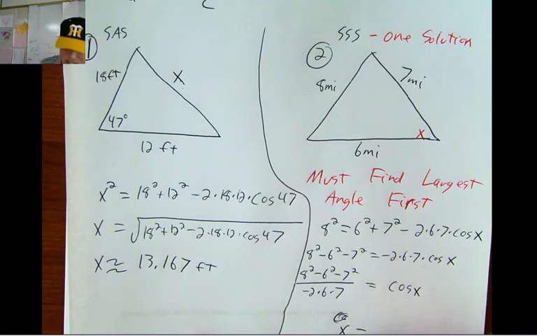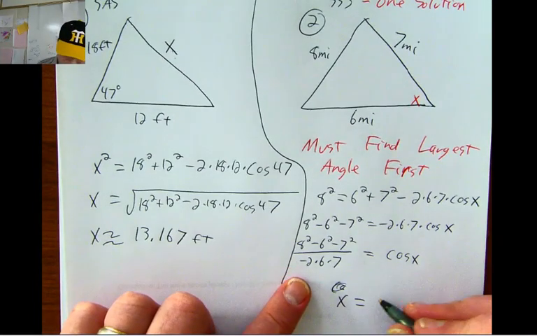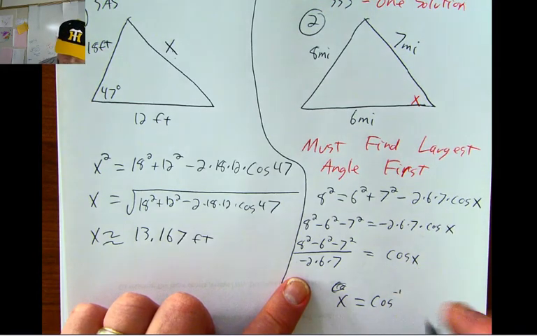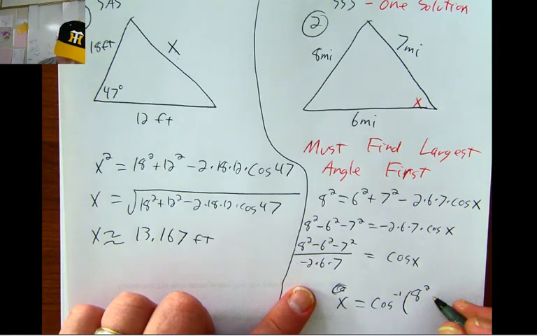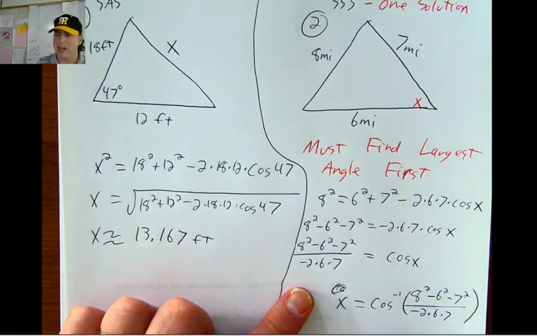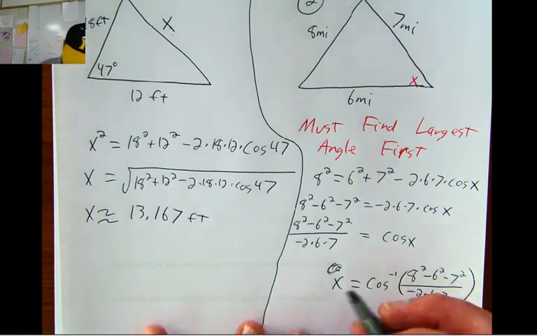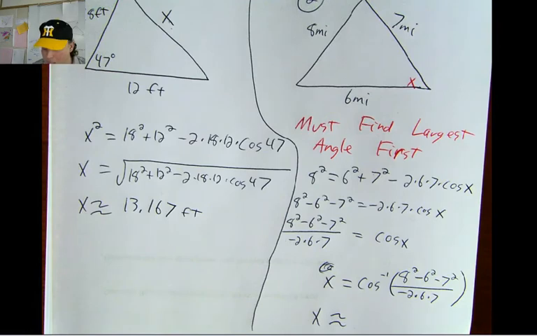Which means that X is equal to, you do cosine inverse of both sides, and X will be left by itself, and on the other side you'd be left with cosine inverse of 8 squared minus 6 squared minus 7 squared all over negative 2 times 6 times 7. And I can get to an exact answer, and you need to understand your rules of algebra, but you don't need to know what 8 squared is. That's kind of nice. You could then put all this into your calculator, and be careful.